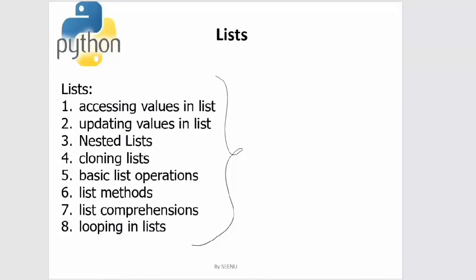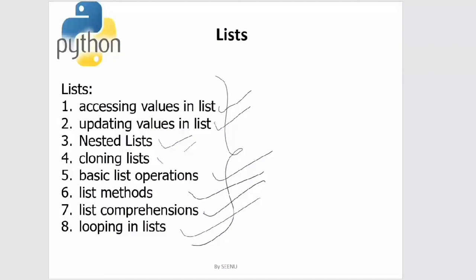We start with what is a list, and after that accessing values in the list, updating values in the list, nesting of the list, cloning of the list, and then basic list operations, then list methods, then list comprehensions and looping in the list. After looking at all these eight concepts, you will come to the end of the list. This is a very elaborate concept wherein we'll be seeing each and everything in detail.